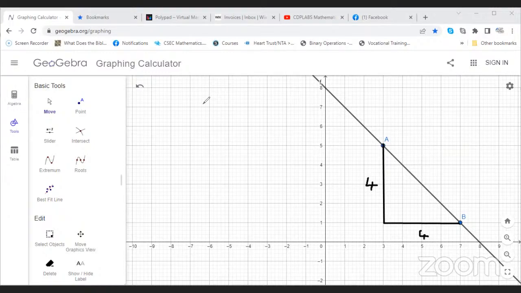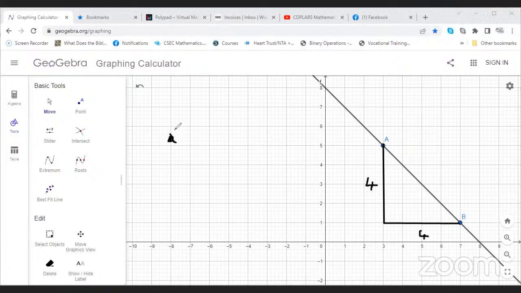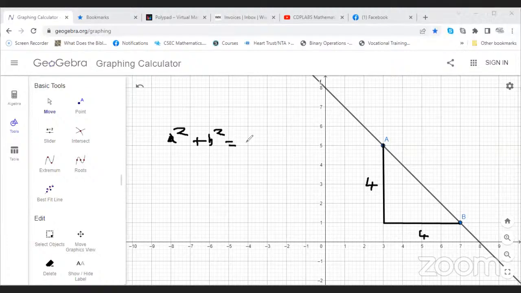5.5. You get 5.5. All right, let's say we get 5.5 in our calculation. So using the Pythagoras theorem, x squared was a squared plus b squared is equal to c squared, right? That's the Pythagoras theorem.